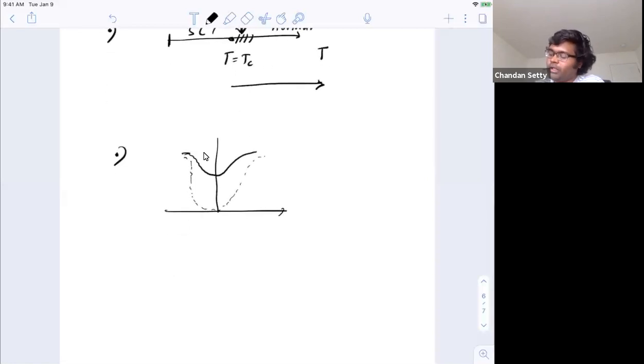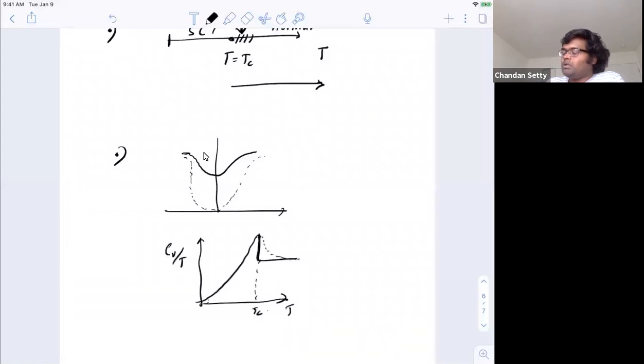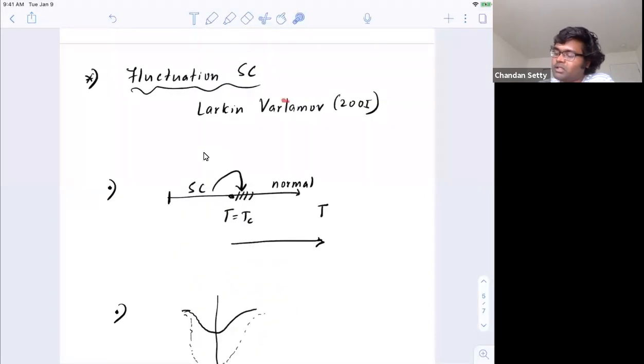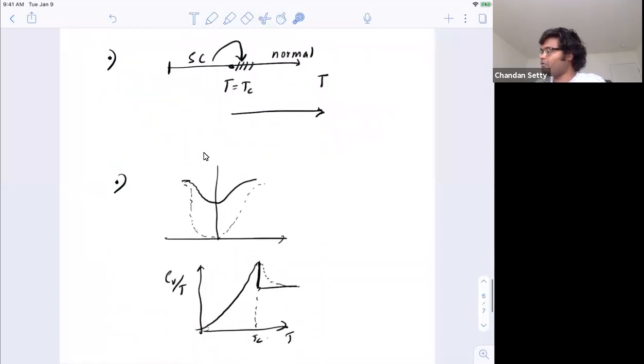Similarly, if you look at a quantity such as the specific heat, you will find that without fluctuations, you'll have a sharp jump in CV over T as a function of T at TC. But the moment you include fluctuations, you'll see that this peak is very broad. Some of these thermodynamic effects and electronic effects have been very well documented in this book by Larkin and Varlamov. If you are interested in studying the theory of fluctuations about T equal to TC, that's a good reference for you to look at.